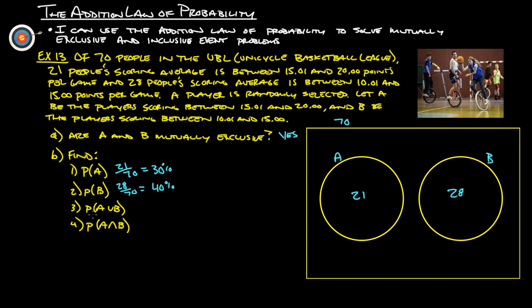Probability of A union B, so the probability of A happening and/or B happening. That would be both, so that would be the 21 plus the 28 all over 70. That's 49 out of 70, which is 70%. And then the probability of A intersect B, so that means when they both happen. Since these are mutually exclusive, they can't both happen. So that is 0 out of 70, which is 0%.